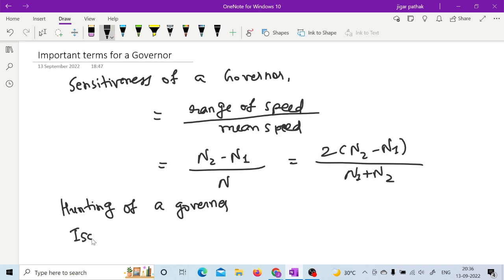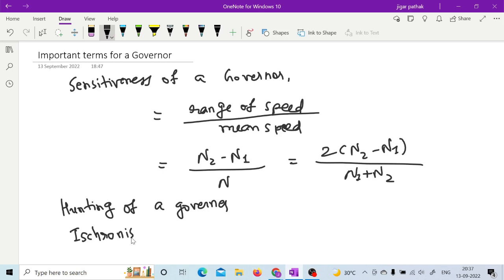So here, isochronism is one more. Sir, can hunting be quantified? Hunting, I guess, you can quantify for some of the governors, but you need certain conditions. If you have those conditions in your governor, then you can say your governor will have hunting. Yes, so it can be done, right? But we are not going into that detail for now. You can check it. As we have seen those relations in different governors, you can also come up with conditions at which hunting will take place, right?